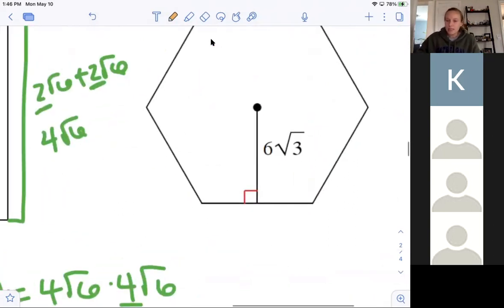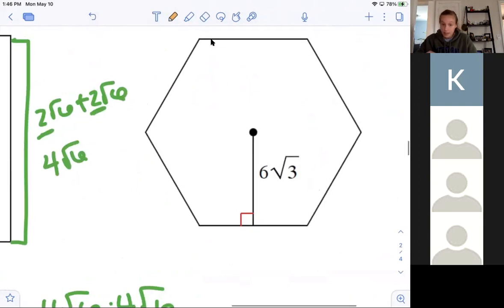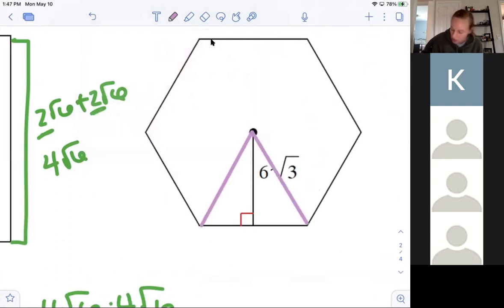This last problem is another hexagon. You can count all the sides up. This time though, I gave you the short leg. No, I lied. I gave you the long leg, not the hypotenuse, which is normally what I give you. So I gave you that the short leg is 6√3. I know, oh my God, I said that wrong again. The long leg is 6√3. It's across from the 60.